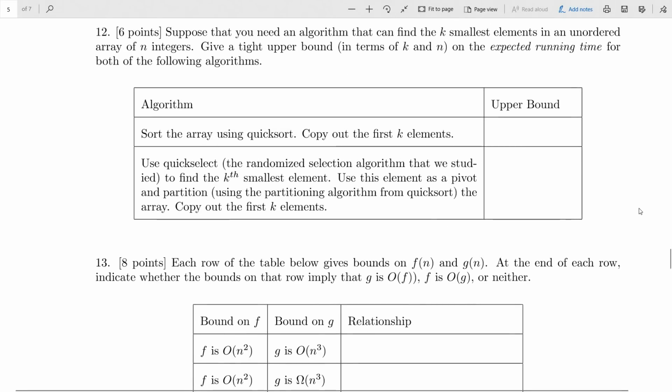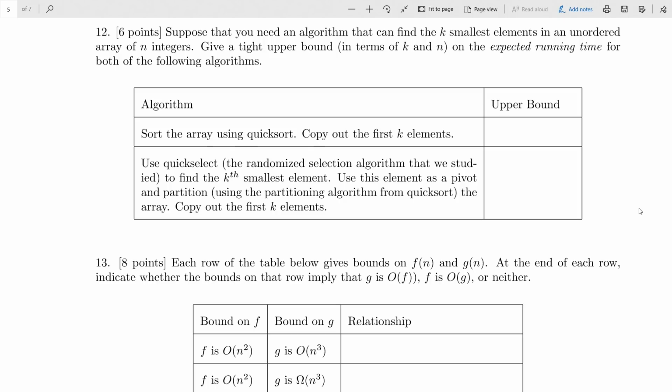Okay. You need an algorithm that can find the k smallest elements in an unordered array of n integers. Give a tight upper bound on the expected running time for both of the following algorithms. So what does it mean? Okay, you got two variables here, k and n. K is the number of elements you want, and n is the length of the array.